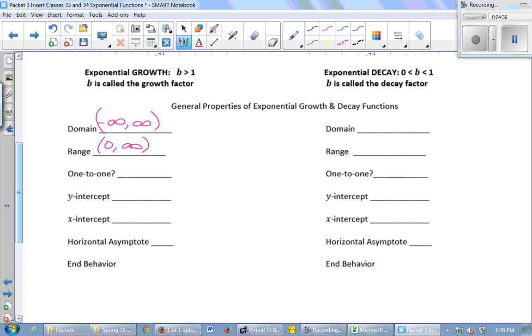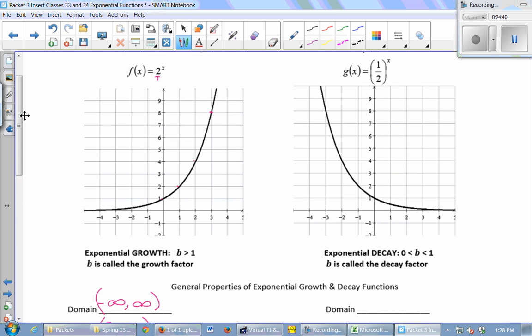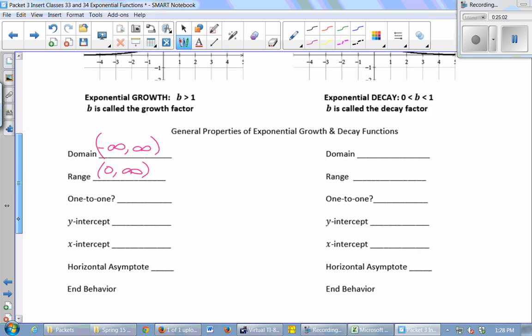not including the 0. And the reason you don't include the 0 is because we would have to find an x value where we'd say 2 to what number would give me 0. It's impossible. No matter what you try, you can never get 0 out of that equation. There is no number that you can raise 2 to and make 0. There's also no number you can raise 2 to and get a negative number. So my range is 0 to infinity.